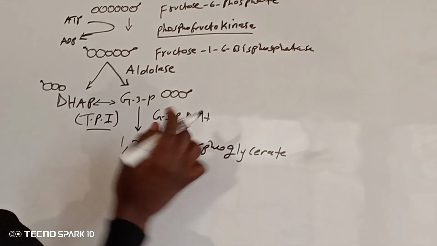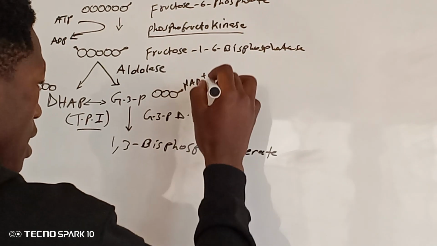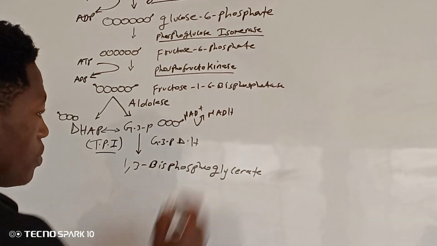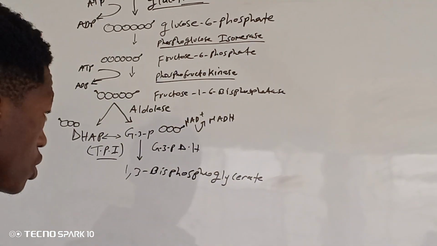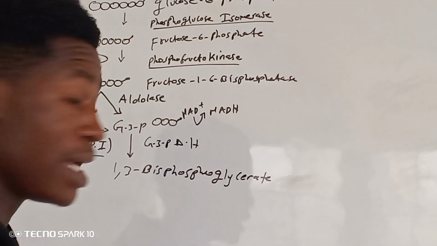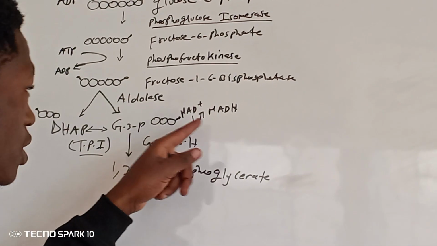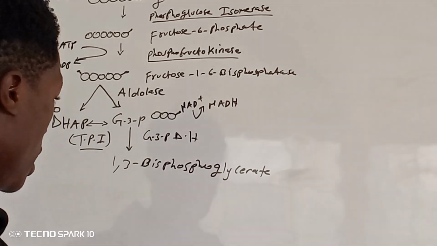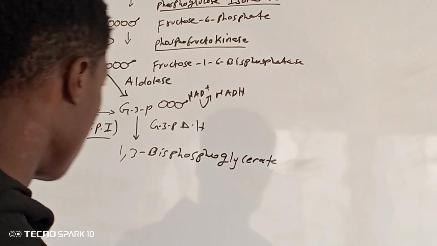Now, in the process of this enzyme, we are going to convert NAD plus into NADH. It is a dehydrogenase, so it's going to rip off the electron from glyceraldehyde phosphate and add it to NAD plus to give us NADH. That's the nicotinamide nucleotide.